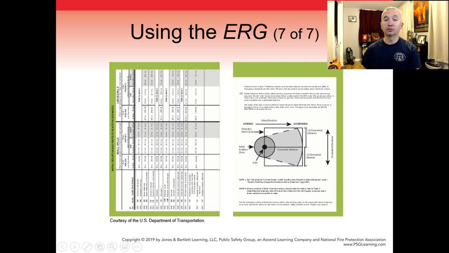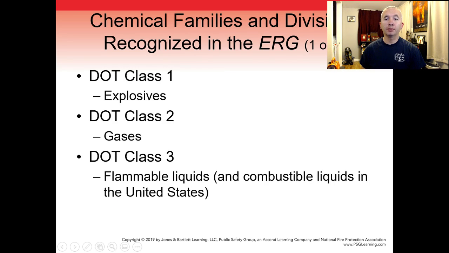Now let's talk about chemical families and divisions recognized in the ERG. DOT Class 1, explosives. 1.1, explosives with a mass explosion hazard. 1.2, explosives with a projection hazard. 1.3, explosives with a predominantly fire hazard. And 1.4, explosives with no significant blast hazard. 1.5, very insensitive explosives with a mass explosion hazard. DOT Class 2, gases. 2.1, flammable gases. 2.2, non-flammable gases. And 2.3, toxic gases.